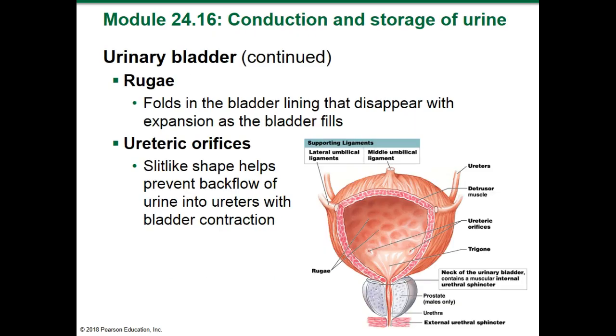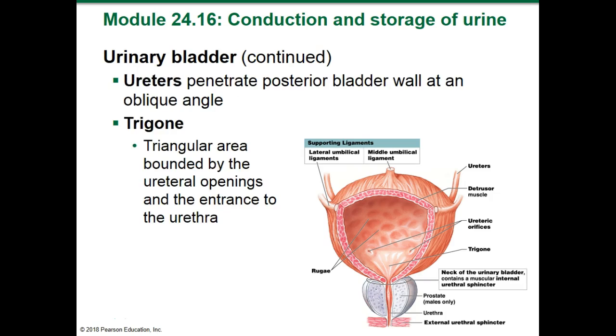If we look inside of a bladder, we see rugae, which are folds in the bladder lining. Okay, we also call those folds in the stomach rugae, right? The ureteric orifices have a slit-like shape that helps prevent backflow of the urine into the ureters when the bladder contracts. The ureters penetrate the posterior bladder wall at an oblique angle.